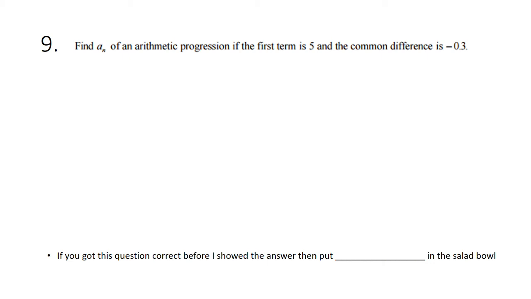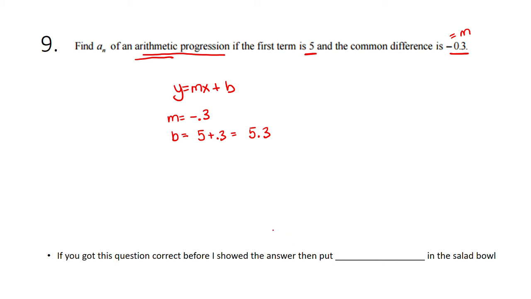Okay, next we have arithmetic progression. Our first term is 5. Common difference is negative 3. First thing you've got to remember when you're doing arithmetic is y equals mx plus b. Let's start off with the common difference, negative 0.3. B is not 5. We have to go backwards from 5 by doing 5 plus 0.3, so it's 5.3.